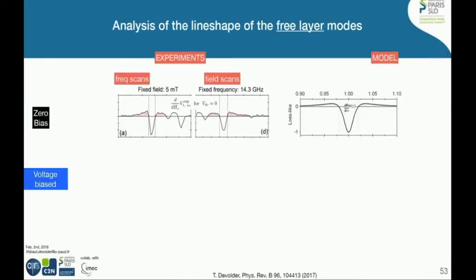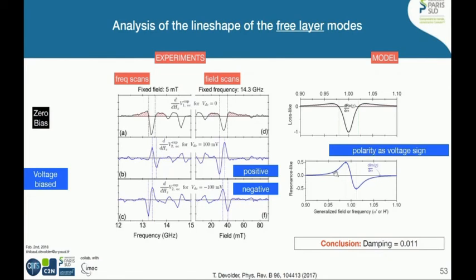Okay, so let's do the analysis for a device of 90 nanometer. We are looking at field scans at constant frequency, or frequency scans at constant field, of TMR. This should look like this curve in some modeling, and this is indeed the case at zero bias. At finite bias they should have a different shape that should change with the sign of the voltage, and this is indeed the case.